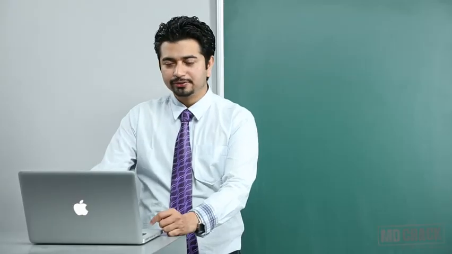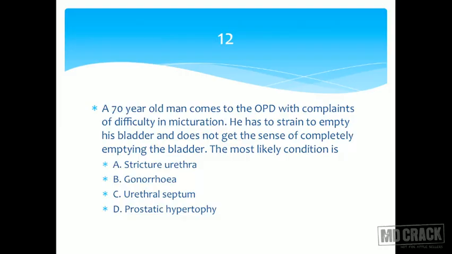The next question is, a 70-year-old man comes to the OPD with complaints of difficulty in micturition. He has to strain to empty his bladder and does not get the sense of completely emptying the bladder even after he is done with the micturition. The condition the person is most likely suffering from is prostatic hypertrophy.